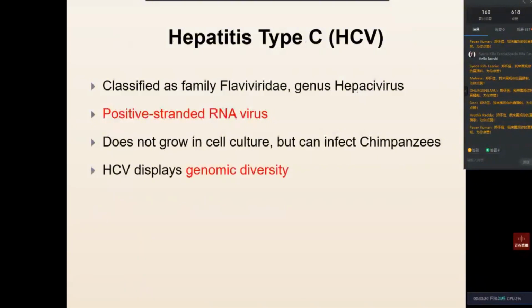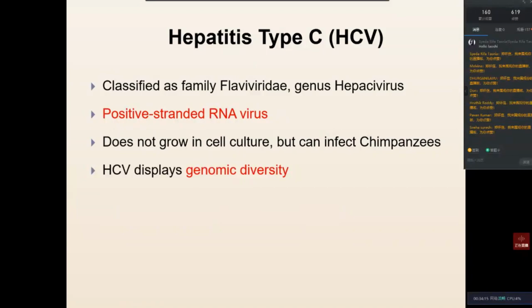Another virus is hepatitis C virus, we call it HCV. This type of virus is classified as family Flavi... Sorry, I cannot remember, I cannot pronounce this word. It belongs to the genus of Hepatitis C virus, and this again is a positive stranded RNA virus. It's a single-stranded, positive sense RNA virus. It does not grow in cell culture, but can infect chimpanzees. That's expensive.